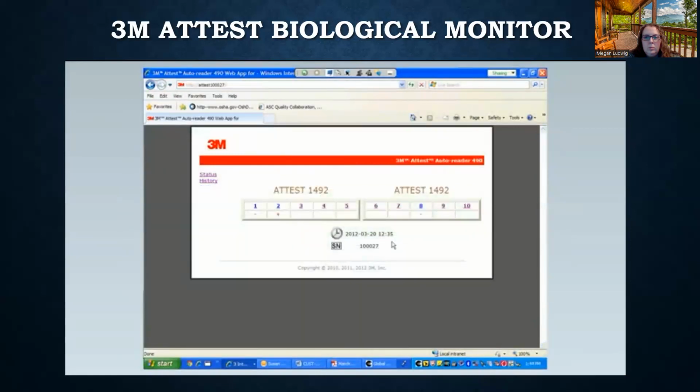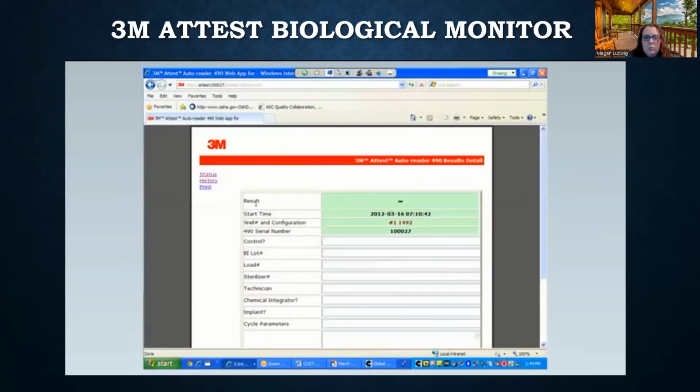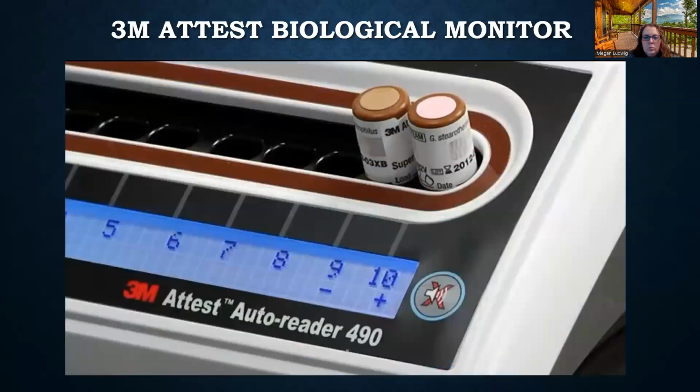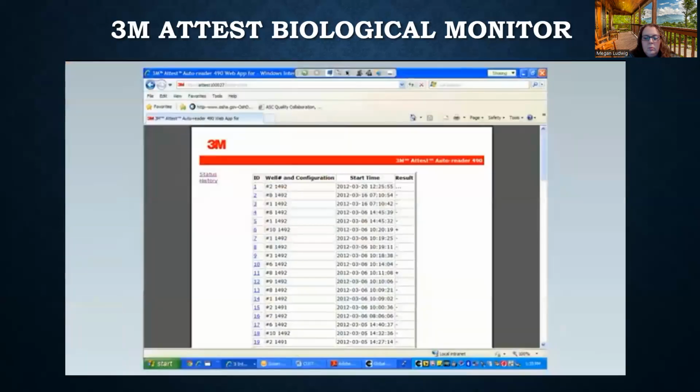The A-Test web app makes it easy to create records of BI test results. After inserting a BI in the A-Test Auto Reader 490, open the results detail page for that BI by clicking on the corresponding well number from the status page. Enter the specific information for that BI in the empty form fields. Once the BI result is available, print or file the results detail page to create an individual record for the incubated BI. The Auto Reader 490 stores results for the last 100 incubated BIs on embedded software. The web app history page provides a summary of these results.